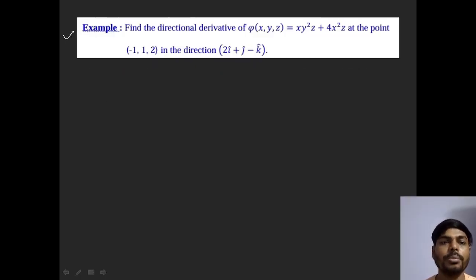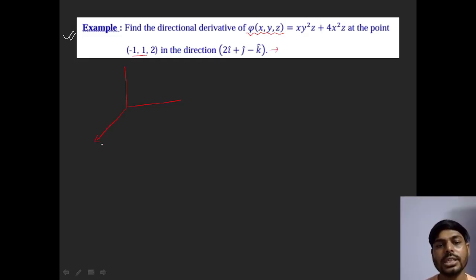So here is the problem. Just go through this problem: find the directional derivative of this scalar field at the point 1, minus 1 and 2, along this direction. So let's try to understand what it means.